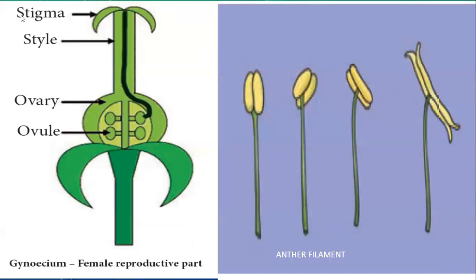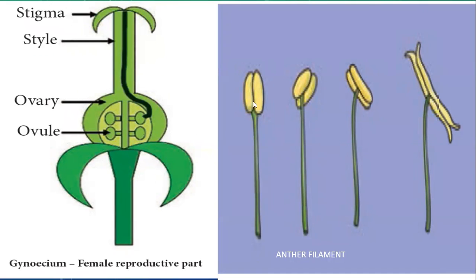See here, this is a stigma. The top of the gynoecium is what? Stigma. This is what? Style. The swollen part is what? Ovary. Within the ovary, it has what? Ovule. So this ovule becomes the seed after fertilization. The ovule becomes the seed. The ovary becomes the fruit.